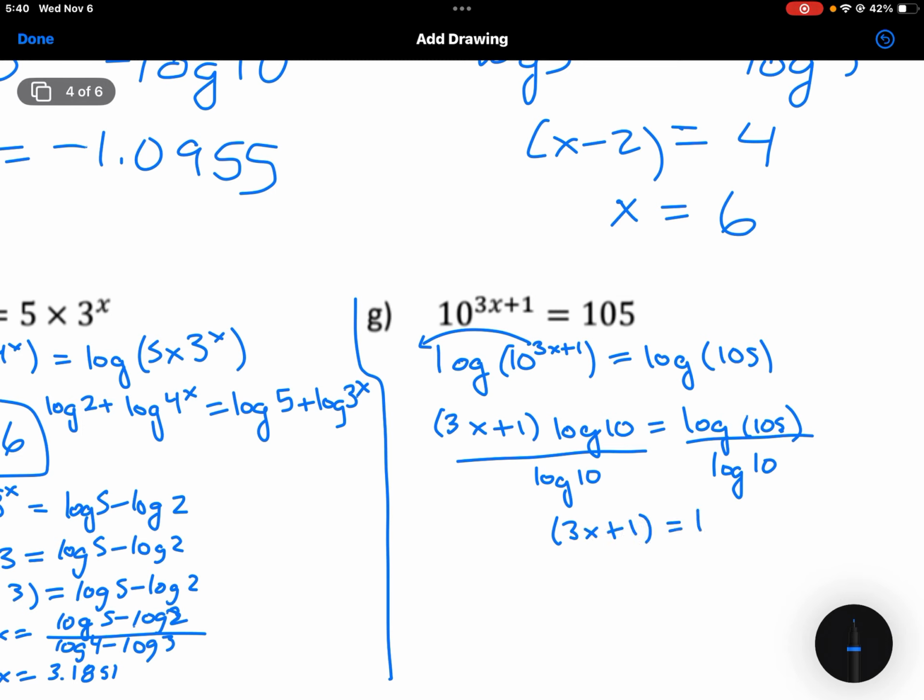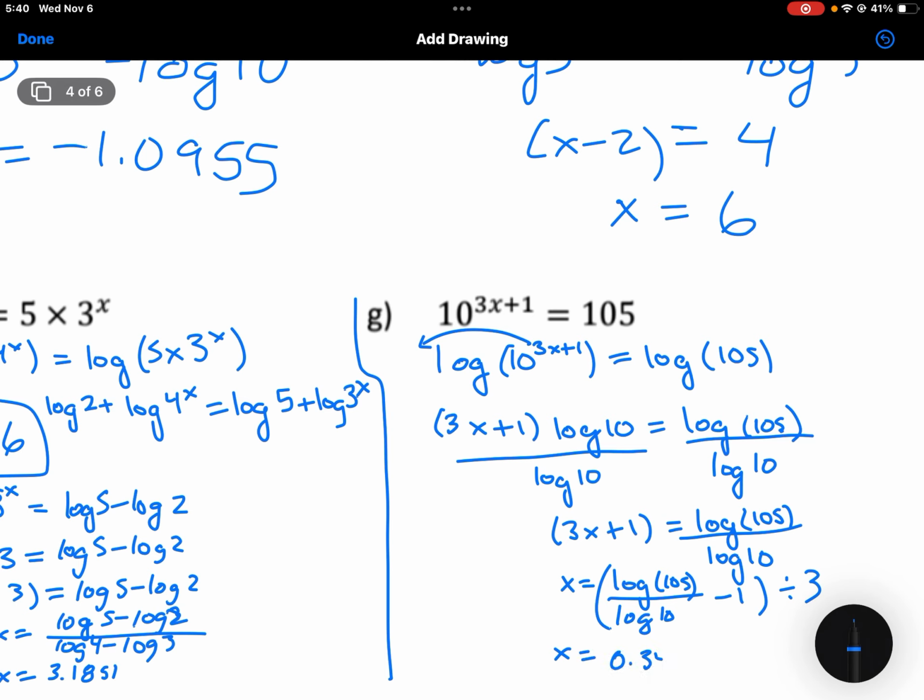So we've got 3x plus 1 equals log of 105 over log 10. And then we're going to take away 1 from the right-hand side and divide by 3. So our x is equal to log of 105 over log 10, which is 1. We're going to take away 1, and then we're going to divide the whole thing by 3, and you should get 0.3404 on your calculator.